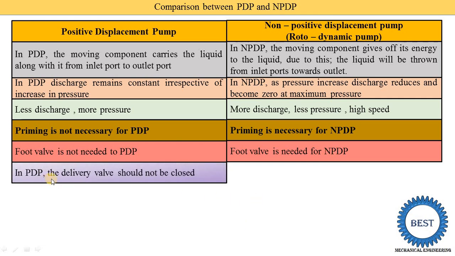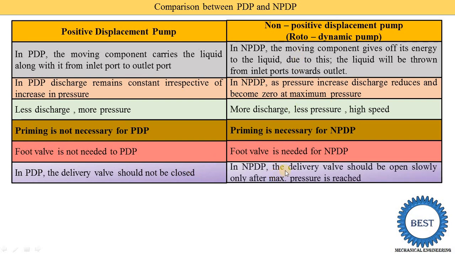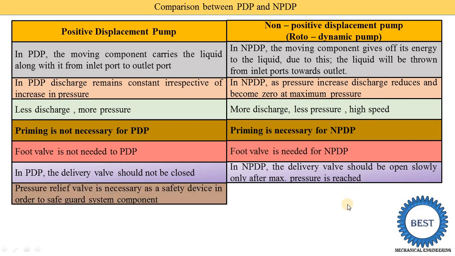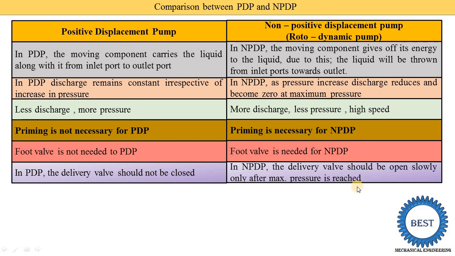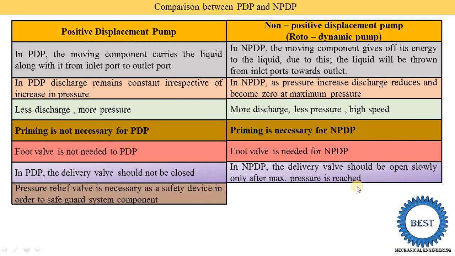In a positive displacement pump, the delivery valve shall not be closed, meaning we always need to keep the delivery valve in the open position. In a non-positive displacement pump, the delivery valve shall be opened slowly only after maximum pressure is reached. When we start the pump, after priming in a non-positive displacement pump, we see on the pressure gauge that pressure is increasing and it achieves the maximum pressure. Then after that we open the delivery valve. If we open the delivery valve earlier, the pump is not able to give the discharge. That is why we need to open it slowly in a non-positive displacement pump.